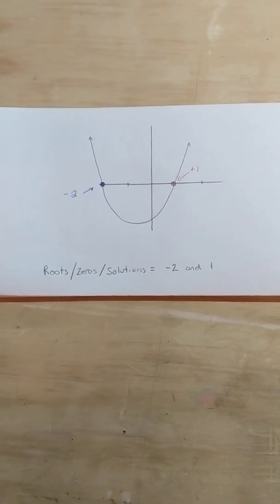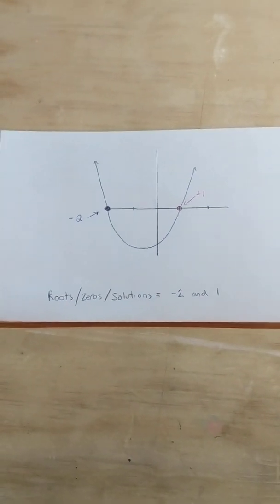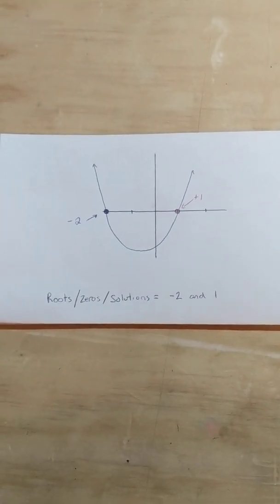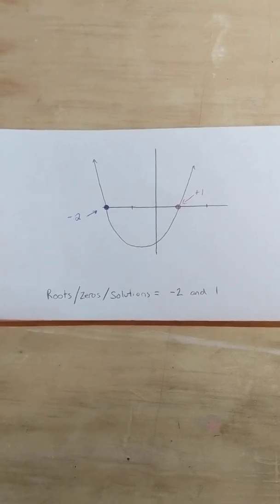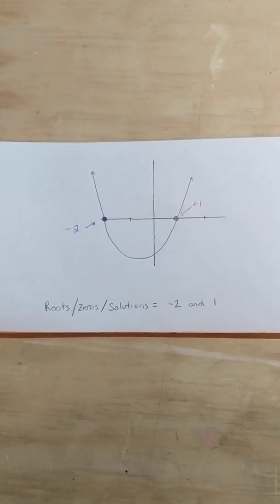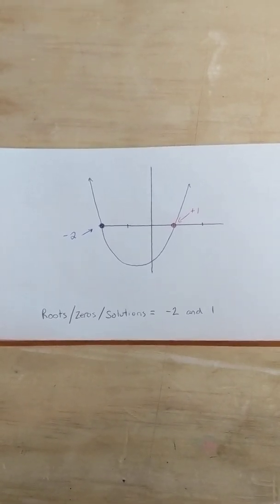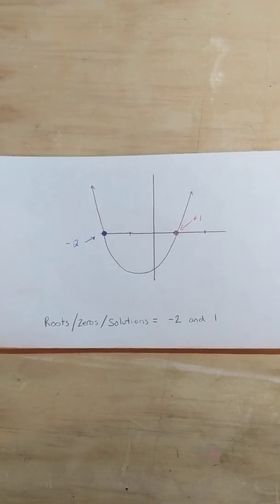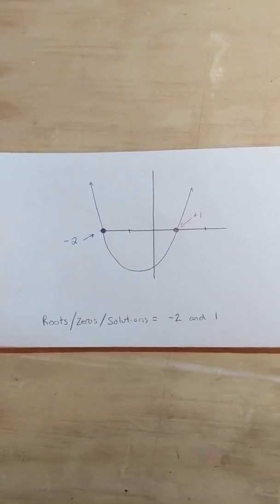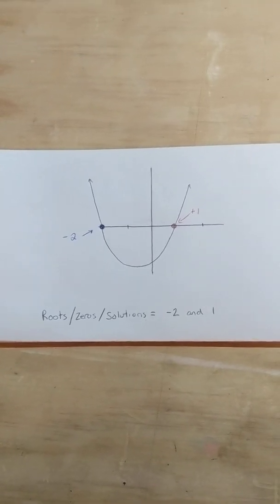Now this is a positive parabola because the end behaviors are going to positive infinity, but it crosses the x-axis at -2 and at 1. So therefore the roots, the zeros, the solutions are -2 and 1. I'm going to take those two roots and I'm going to create an equation that could represent this parabola.